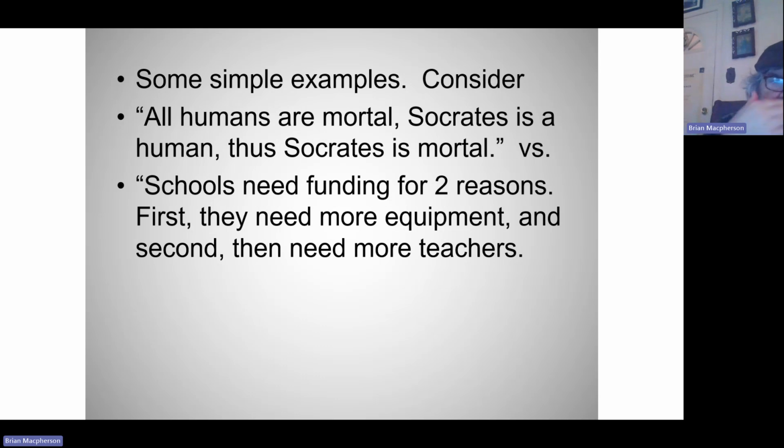From saying that Socrates is human, I cannot necessarily infer that Socrates is mortal. From saying that all humans are mortal, I certainly can't infer anything about Socrates, right?